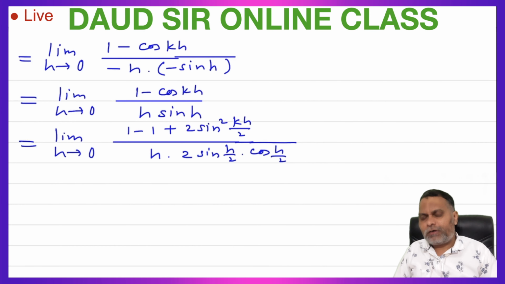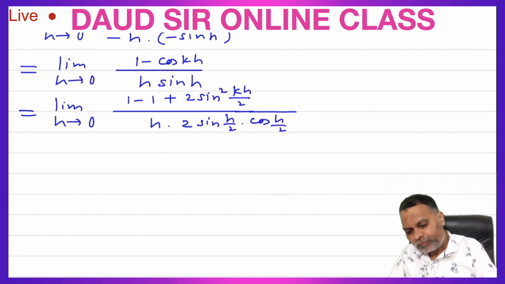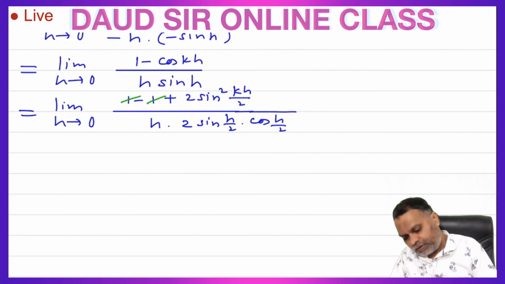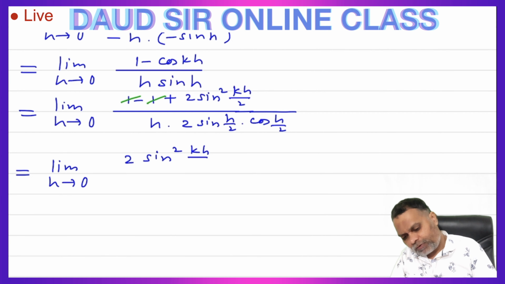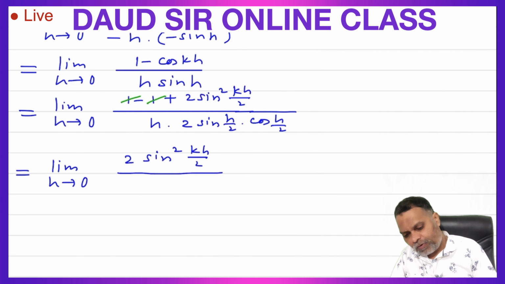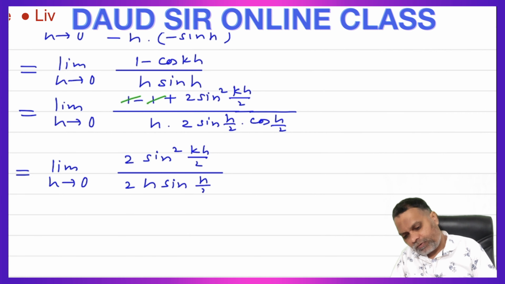Here we applied the trigonometric formula. This minus 1 plus 1 cancelled, which is equal to limit h tends to 0, 2 sine square kh upon 2 upon this 2h into sine h upon 2 into cos h upon 2.